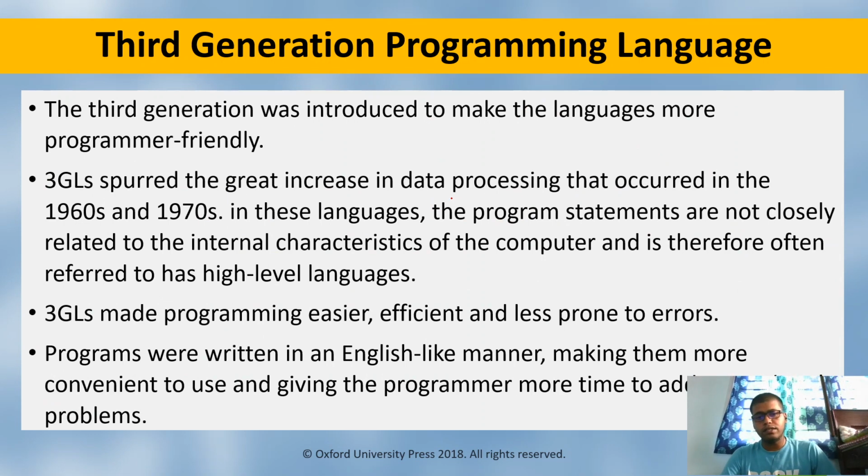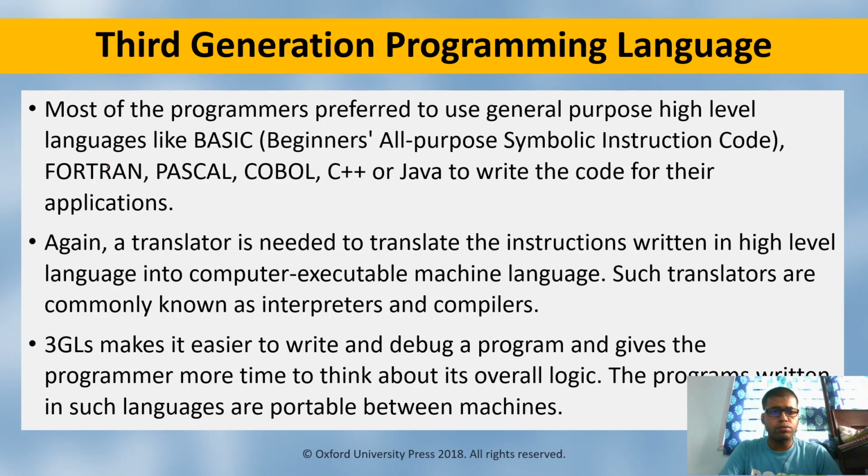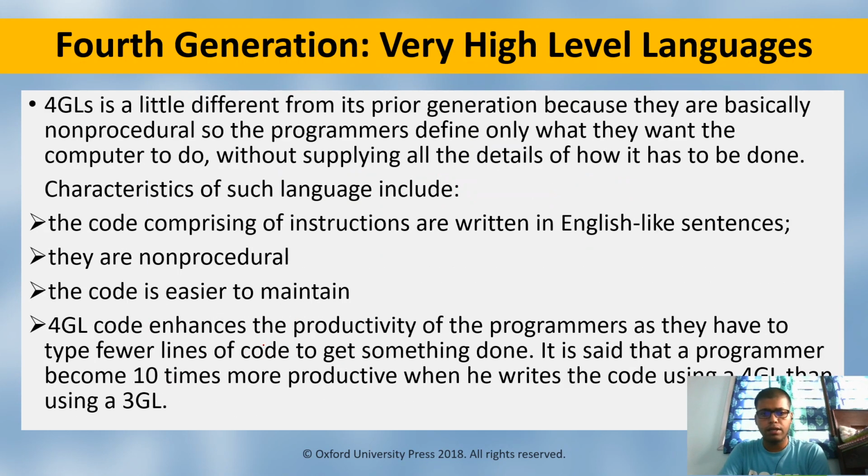Now come to the third generation language in which we are mainly working. These 1960s and 70s languages are written in an English-like manner, and it's convenient for the programmer to solve any particular problem. Those are Fortran, Pascal, COBOL, C++, Java, Python, and so on. So these are the third generation high-level programming languages, 3GL.